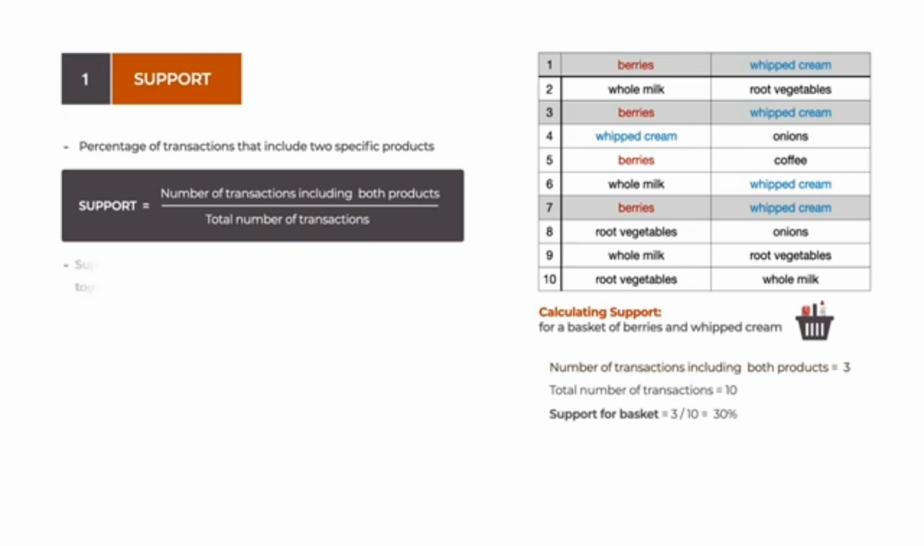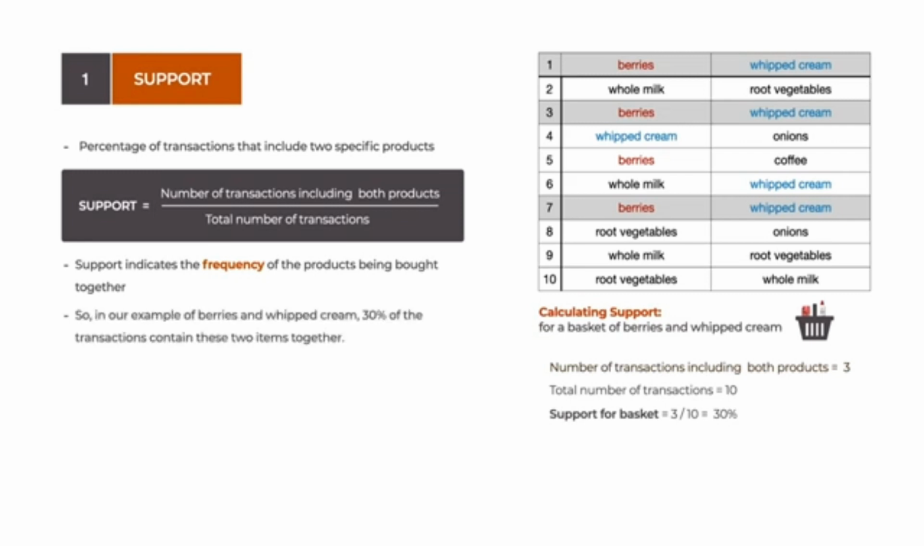Now, in a nutshell, support indicates the frequency of the products being bought together. So remember, support indicates the frequency of the products being bought together. So how often are these products being bought together? In our case, out of 10 transactions, the 3 transactions consist of the basket of berries and whipped cream. So 30% of the time, these two are being bought together. That's what support indicates. But this is a really small subset of the data, so that number of 30% is not the significant part here.